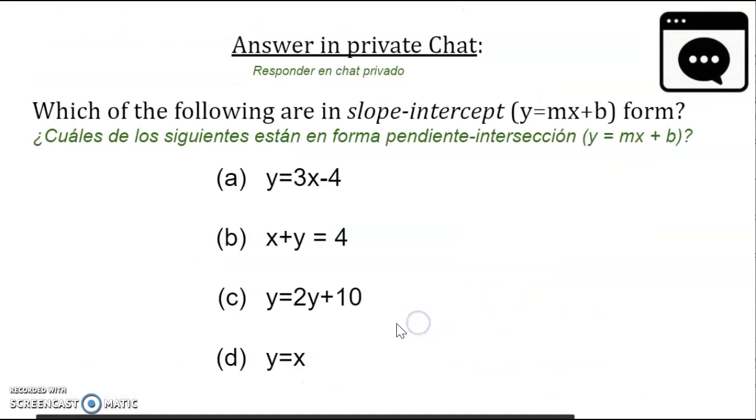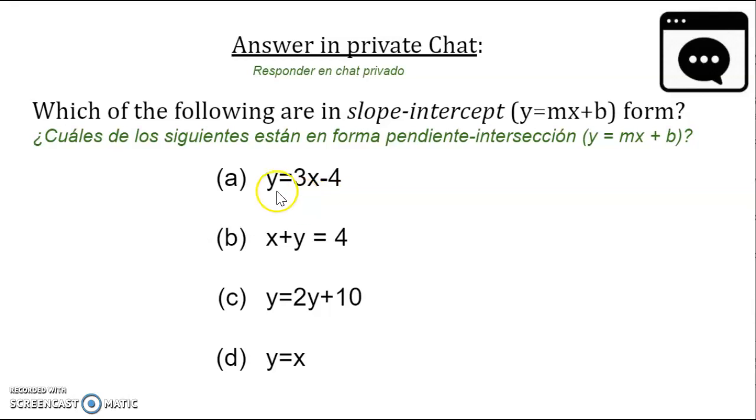Okay, so now I want you to tell me in private chat which of the following are in slope-intercept form. That's y is equal to mx plus b form. What did we say about what qualifies as slope-intercept form? We need to have y on one side, and we need to have the x term and the constant, just a number, on the other side. So which of these are in that form? Okay, please pause the video and think about it. What do you think?